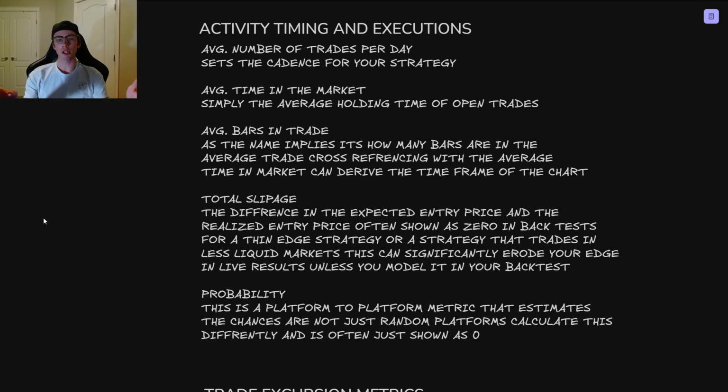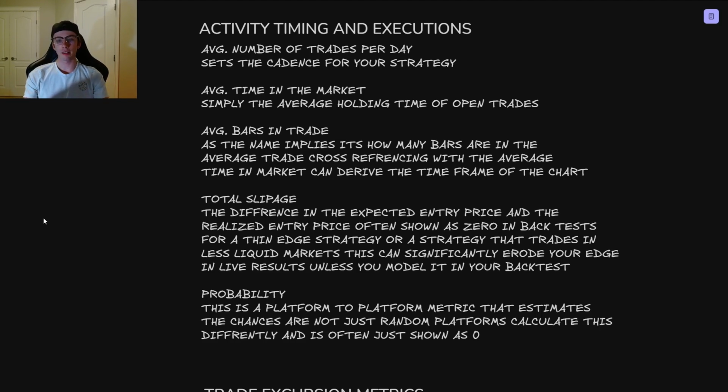Your total slippage is the difference in expected entry price and realized entry price, often shown as 0 in backtests because they can't model the slippage. So for a thin edge strategy, or a strategy that trades in a less liquid market, this can significantly erode your edge in your live results unless you model it in your backtest. So you need to take that into account because slippage is very real and it will totally erode your strategy if you're not careful.